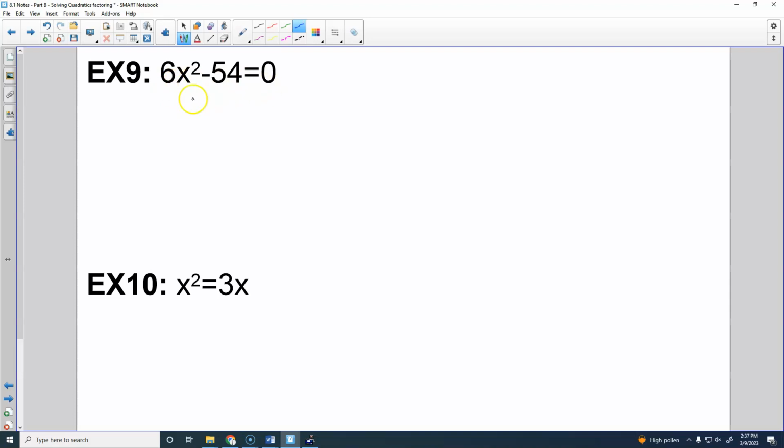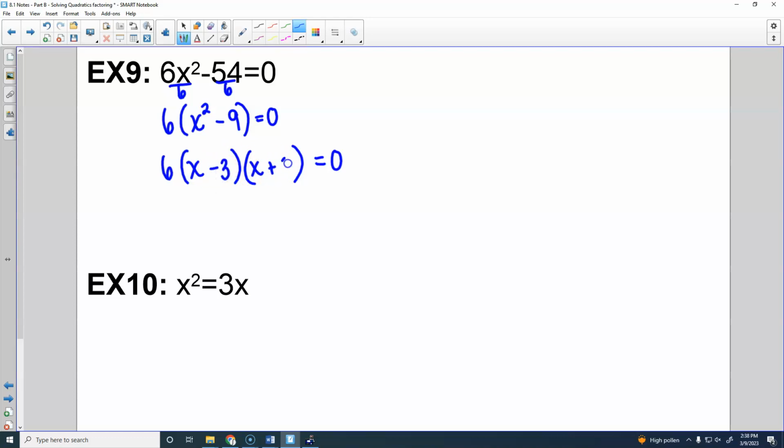Okay, we could do a greatest common factor. What can you pull out? So I got 6 times x squared minus 9, if we're dividing everything by 6. From here, what do we do? We got to factor again. And this is one of those special cases where that middle term went away. So I'll have to have x and x here. What will I have? Minus 3 and plus 3.